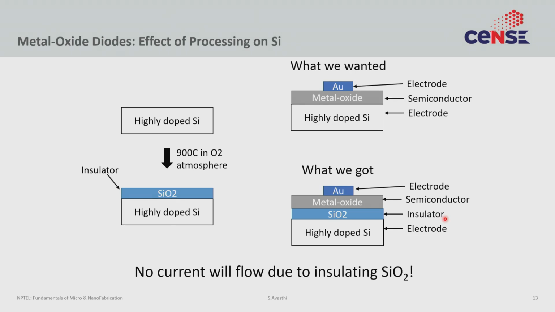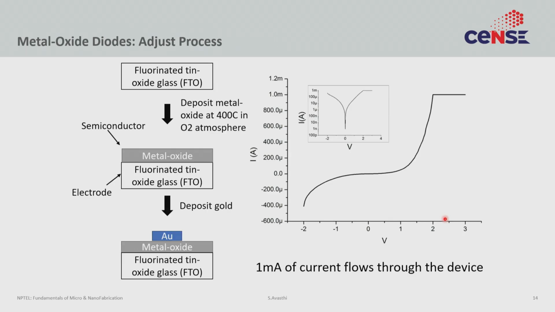So what the student ultimately ended up doing was not using silicon as a substrate. They just used FTO as the substrate. Now FTO is already an oxide, so it cannot be oxidized anymore. FTO is a conductive oxide. So you deposit the metal oxide at a slightly lower temperature, and you can now see microamps of current, which is what you are expecting. So the problem was not the metal oxide, the problem was the formation of the SiO2.